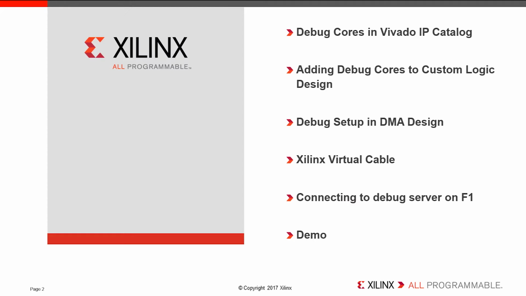I will then go through the debug setup in the design that is being used for the demo. I'll also go through some details of how to connect to this design running on F1 using the virtual JTAG server. I will then demonstrate the steps required to start the debug servers on the Amazon F1 instance, to connect to it using a local Vivado instance running on your local machine, and interact with the debug cores, trigger the ILAs, capture the data, and monitor AXI events.